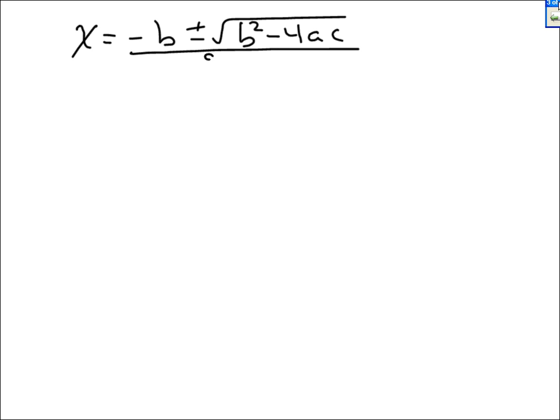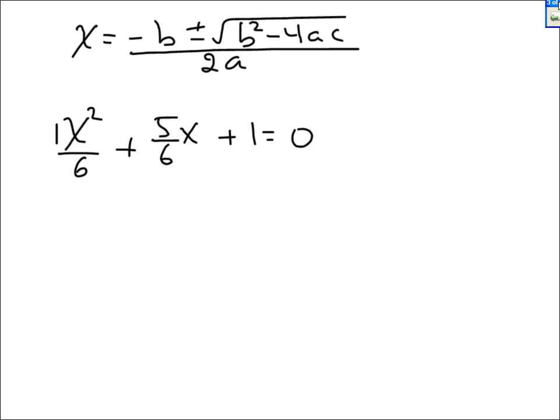Remember that the quadratic formula is negative b plus or minus the square root of b squared minus 4ac, and the whole thing gets divided by 2 times a. Now, if you were asked to solve x squared plus 5 over 6x plus 1 equals 0, well, you have every right to say that's A, that's B, and that's C. But those are fractions. It'd be nicer not to use fractions.